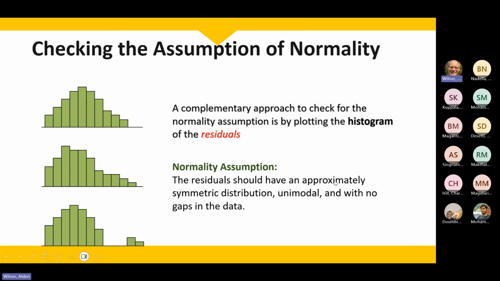Another way to check the assumption of normality, of course, is simply to look at the histogram of the residuals. And if we see a nice bell curve, we say that that's good, normally distributed. If we see a long tail on one side, we say, well, this is not necessarily normal. If we see a huge gap in the data with outliers, there's definitely something wrong with the normal distribution of our residuals, right?